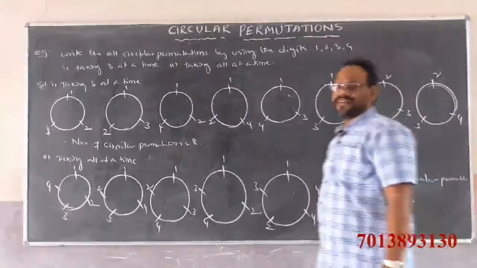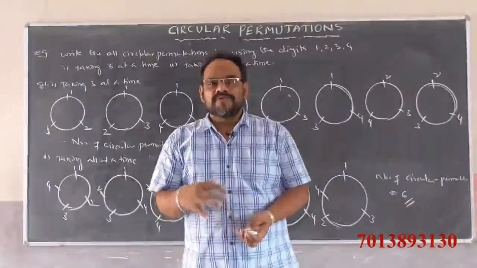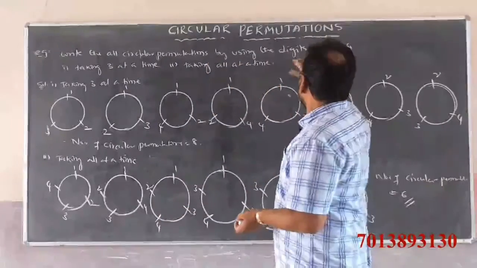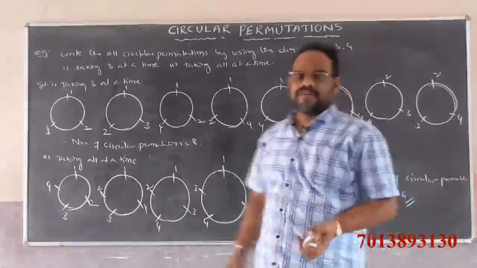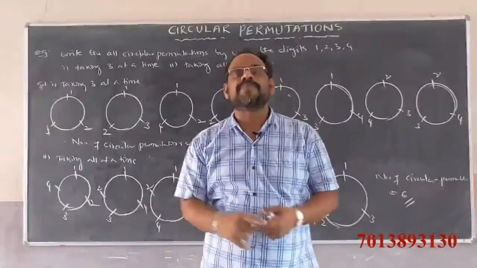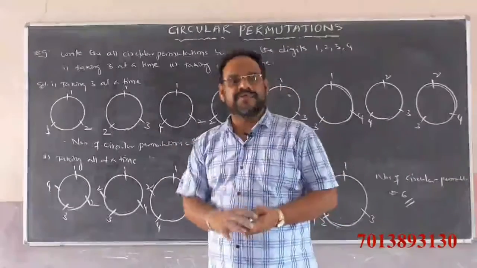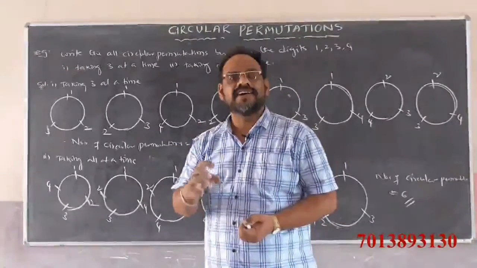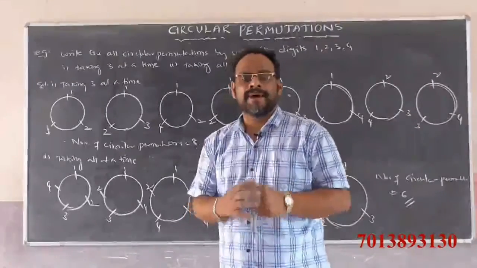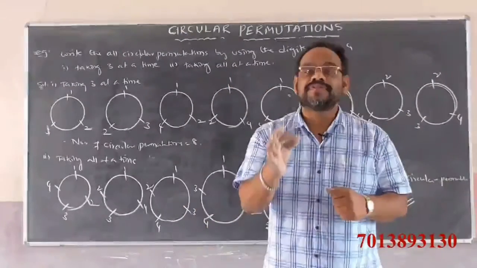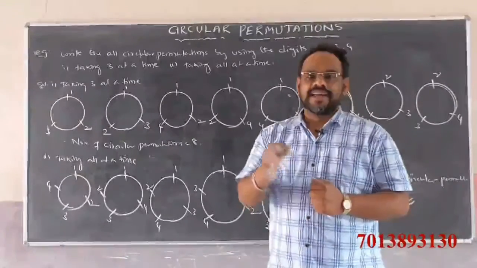So this is the general process. If they give the digits 1, 2, 3, 4, 5, 6, 7, 8, 9, 10 and ask to find all the circular permutations, it is somewhat difficult to draw all of them and find the number. So how do we find the number of circular permutations of n different things taken all at a time?